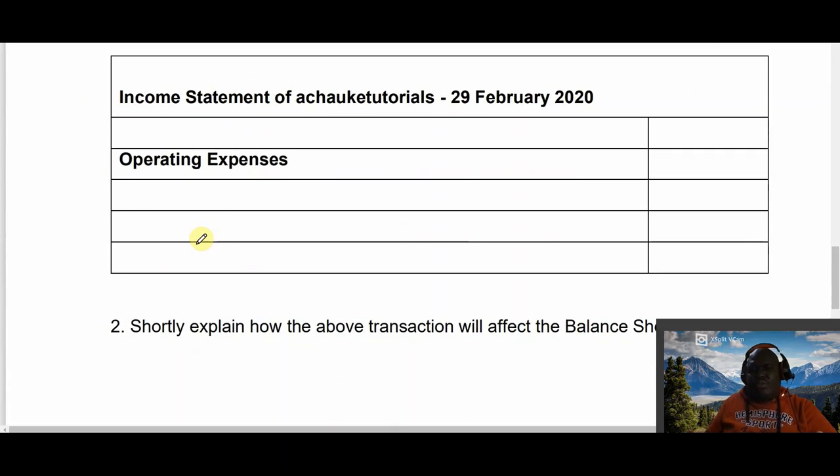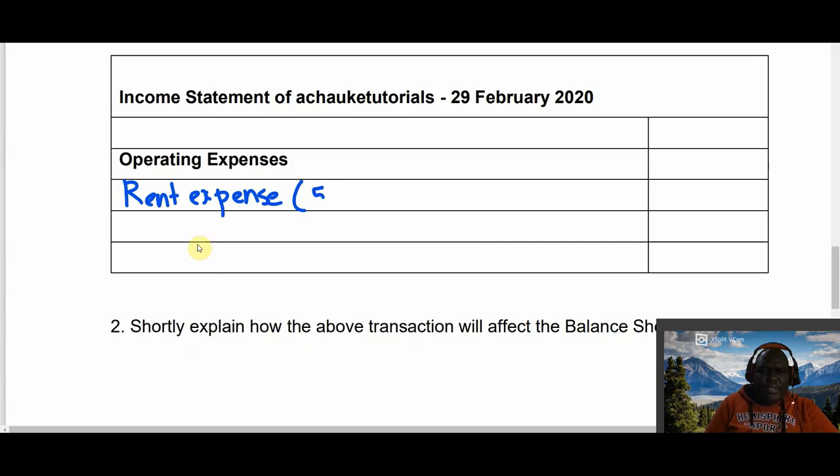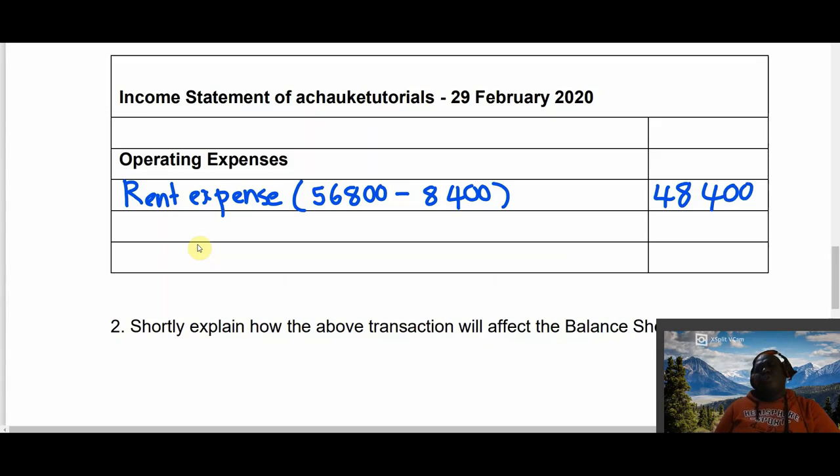So when you show how the rent expense will be treated, after doing those calculations, you're going to come here and say rent expense, and then you say 56,800 minus 8,400, which is 48,400.